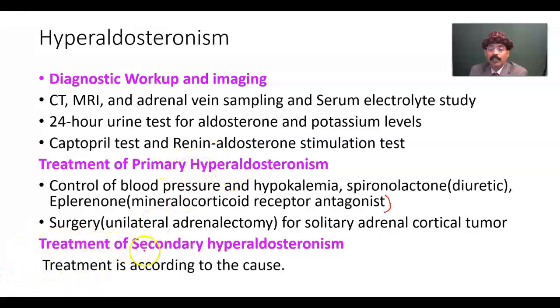Treatment of secondary hyperaldosteronism is according to the cause, like cirrhosis of liver. It should be managed accordingly. But spironolactone is also useful in secondary hyperaldosteronism.